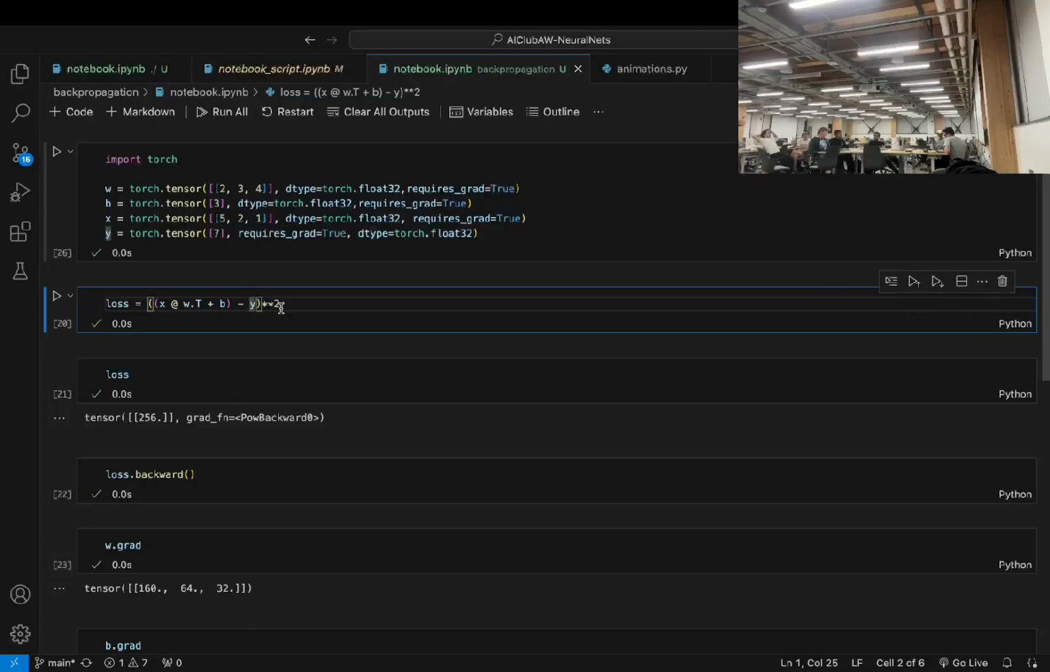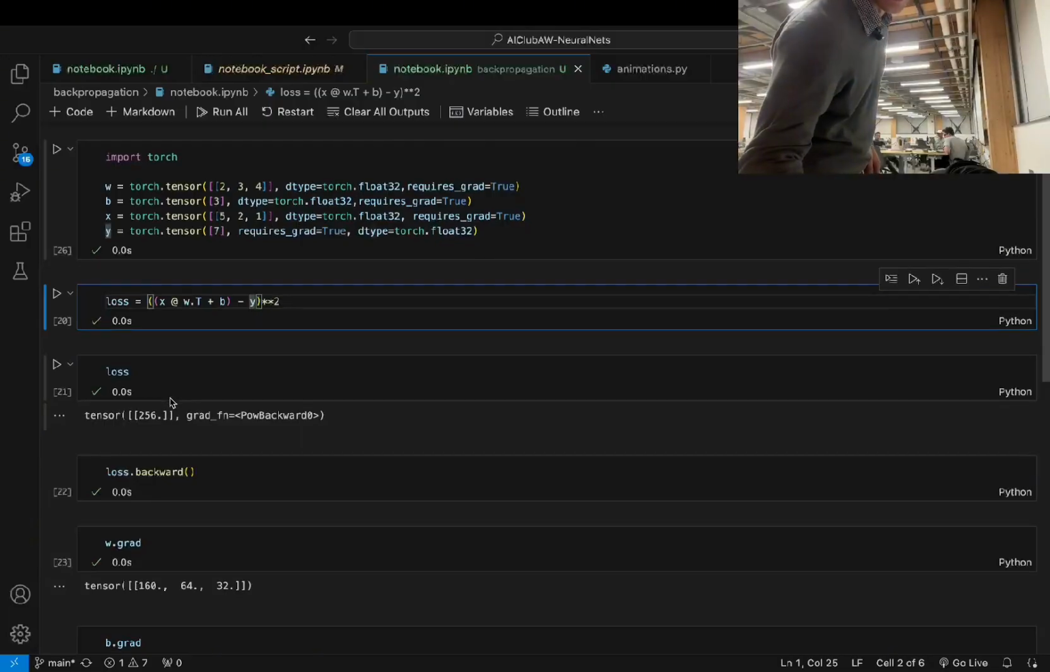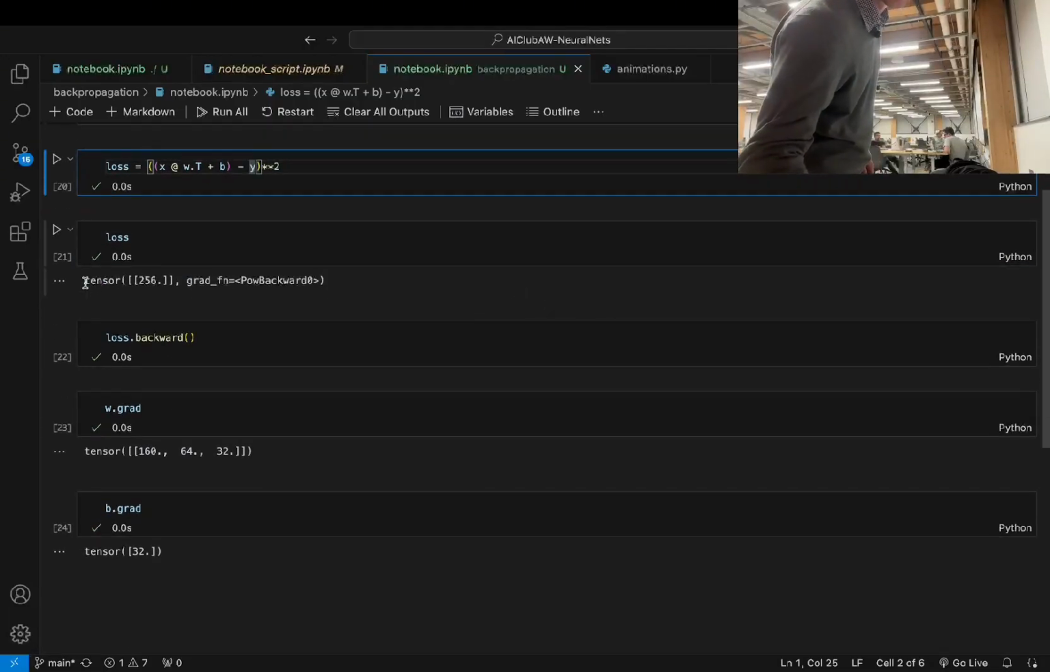Okay, so now we have our loss, and you can see that once we print this tensor out, it has this grad function, and it's power backwards.